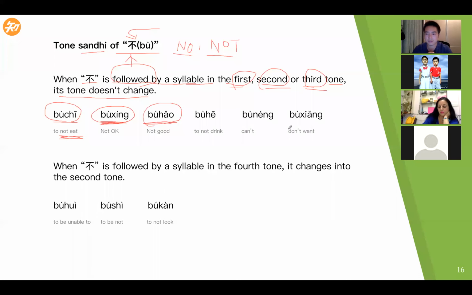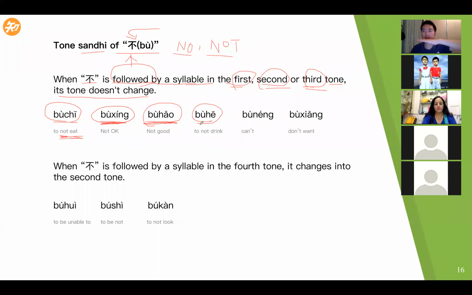Hello, Tanvir. 不好. 不好. Good. When you pronounce it, try not to add a gap between the two syllables. Just read it naturally. One more time. 不好. Now read after me. 不好. 不好. Good. Now the next one. 不喝. Keep the 不 steady. 不喝, to not drink. Okay, the next one.